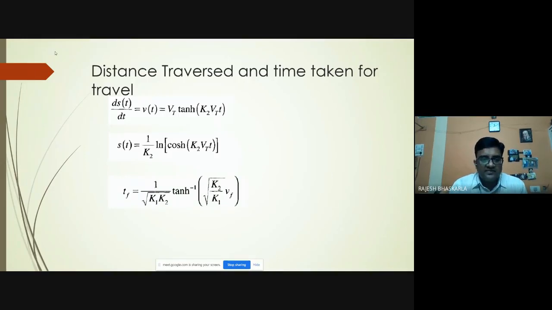So for that, you try to understand that if you limit the velocity, you can travel a longer distance. How is that possible? If I limit the velocity, how can I travel a longer distance?